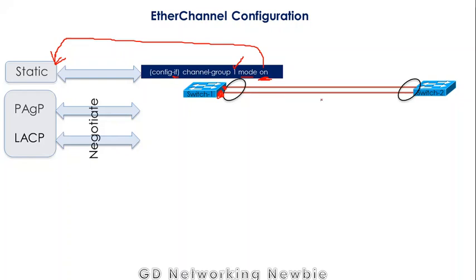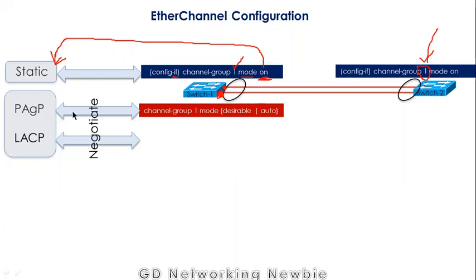Exactly in the same way, on the opposite switch, we also have to use the same command, but here we can use any other channel group number. So we can change this number. For the local switch, this number should be the same. For the opposite switch, this number can be different. So this is how we can configure statically.